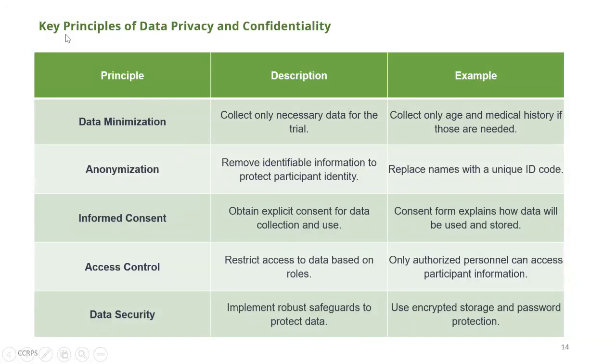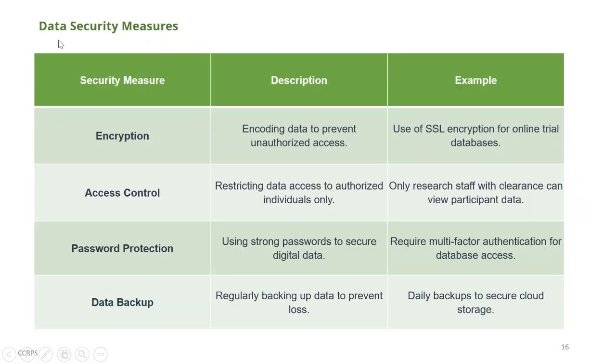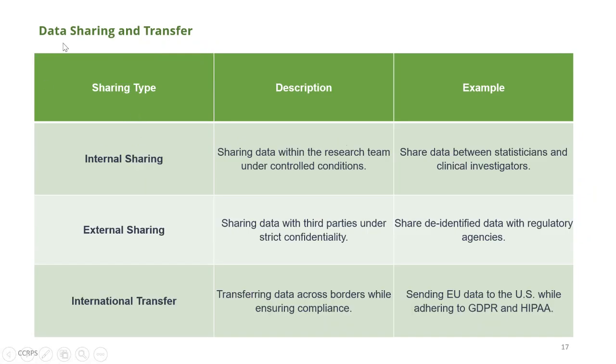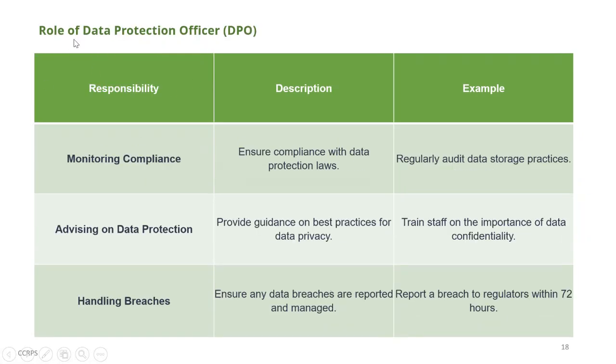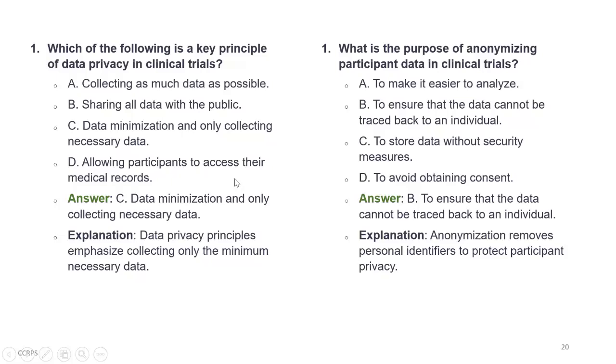Summary tables. Here we have table on key principles of data privacy and confidentiality, table on types of data in clinical trials, table on data security measures, table on data sharing and transfer, table on role of data protection officer, DPO. Next, we have MCQs or multiple choice questions in order to revise what we have covered through this lecture.